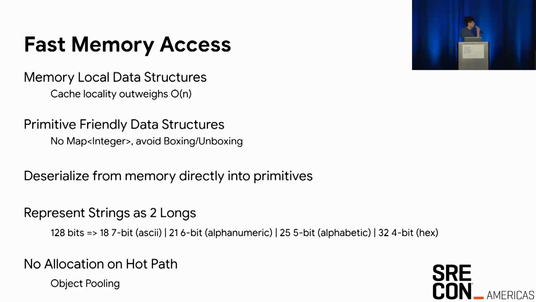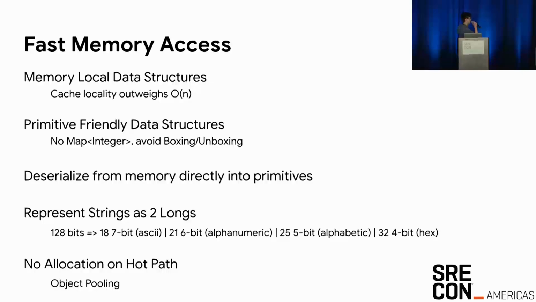So in our trading system, we want our memory access to be very fast. Given the cardinality of data that we work with, tens or hundreds of objects in a data structure, cache locality is going to outweigh the benefits of big O notation. So a lot of the time, we use arrays and iterate over them, or nested arrays. We use primitive-friendly data structures. It might be a Java-specific thing, but when you insert an integer or a long into a map, it does something called boxing, where it wraps the primitive in an object, and that allocates, which is not what we want.